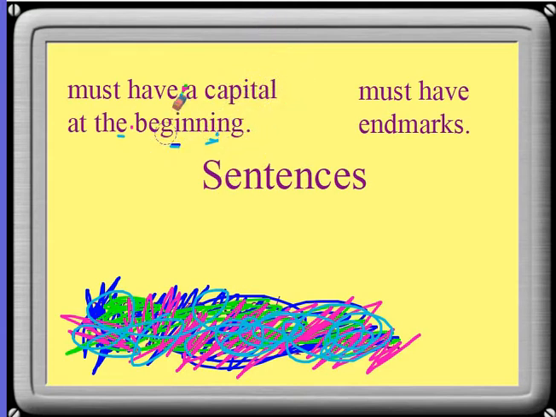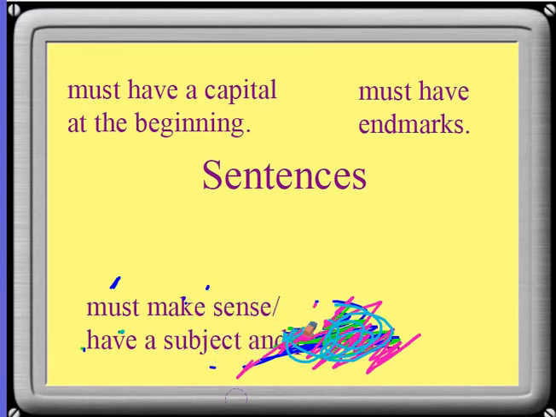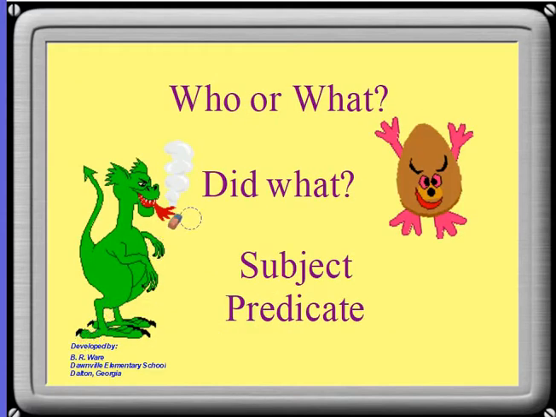Very good. And the last thing we talked about that good sentences had to have was they had to make sense. And when I say they have to make sense, that means they have to have a subject and a predicate. I remember last week I told you that we were going to talk more about subject and predicate. Well, now it's time to talk about subject and predicate. And it's going to help you understand the must-make-sense rule a little bit better. So let's go into subject and predicate.